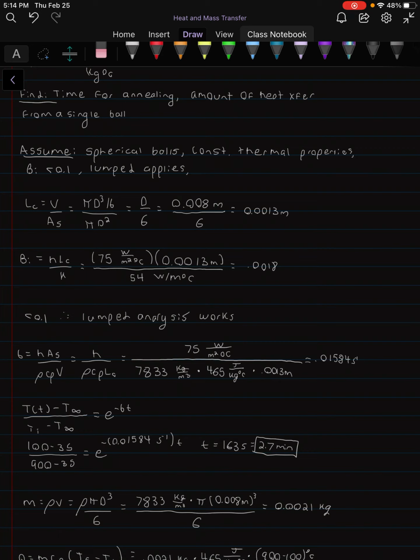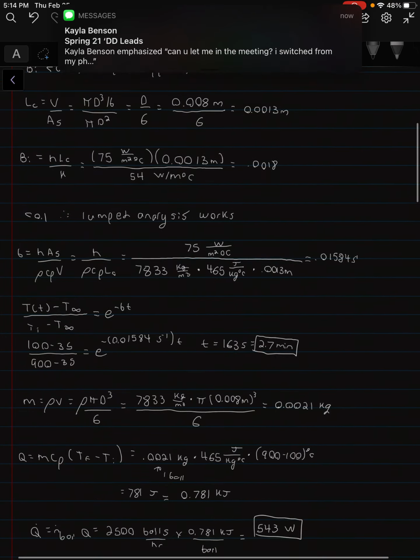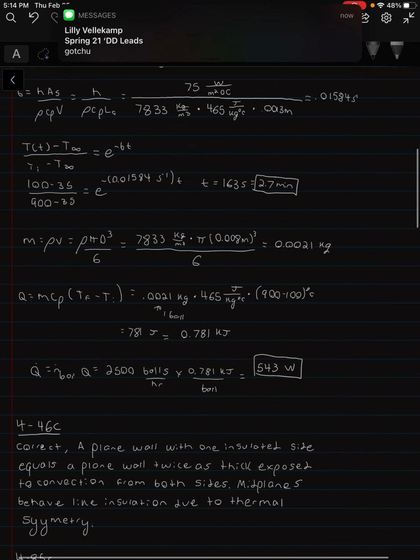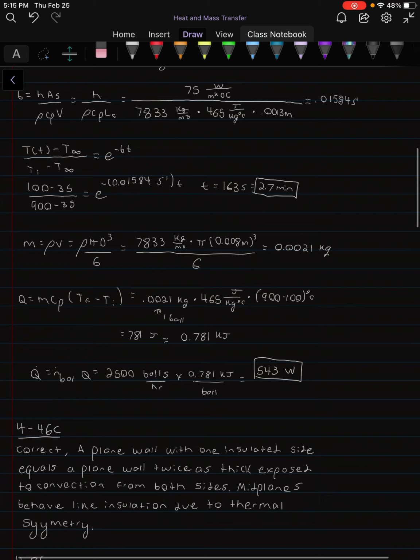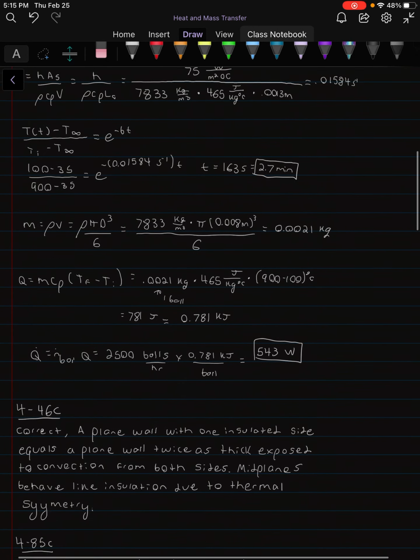And then the characteristic length is just volume over surface area, and that simplifies to D over 6, you get 0.0013 meters. Next, b is equal to hA_s over rho c_p V. Plug that in, you get 0.1584 seconds to the -1. Then we can use this equation, which is given from lumped analysis, and that's e to the negative bt. Plug in your temperatures, and we get time is equal to 2.7 minutes, and that's solving for t.